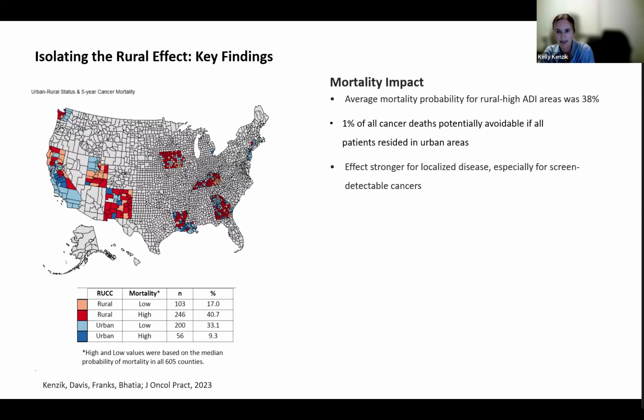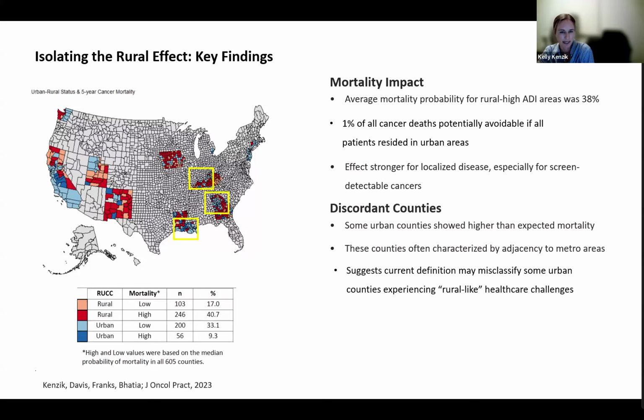So what we ended up finding was that rurality actually had a very small attributable fraction by itself, independently: 1%, right? So if we want to use one of those interpretations, we can say 1% of all cancer deaths were potentially avoidable if all patients resided in urban areas, right? We did see a stronger effect for localized disease and especially for screen detectable cancer. So that percentage went up higher, which kind of tracks, right? It makes sense. But in general, the average mortality probability for rural high ADI areas was 38%. And just to give context, if 1% was for rural, when we looked at the attributable fraction of age, age contributed to about 30% of the attributable fraction, so how old someone was.